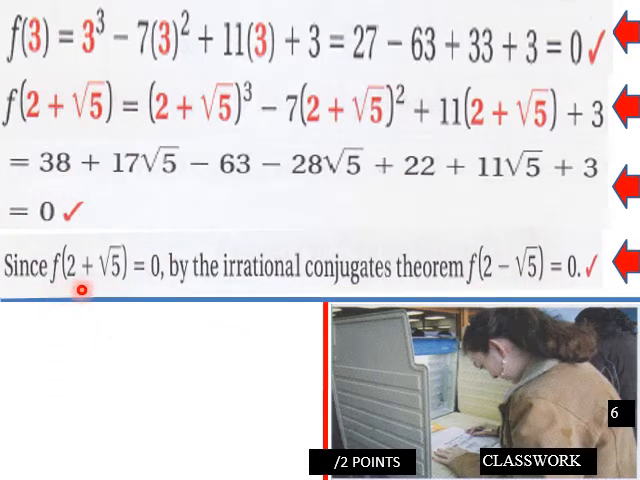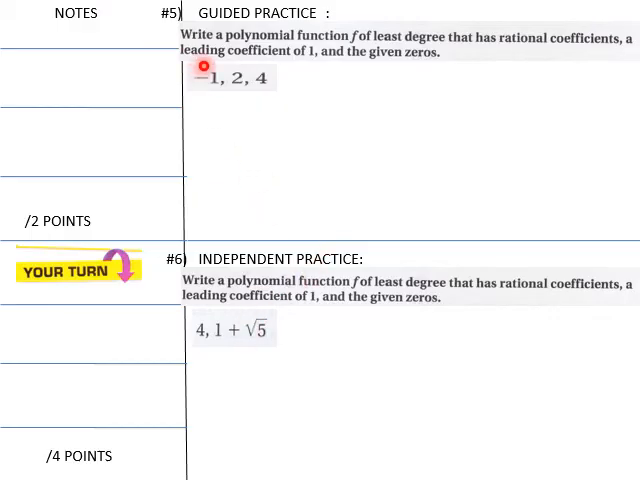And then since f of 2 plus radical 5 equals 0 by the irrational conjugates theorem, f of 2 minus radical 5 would also equal 0 by that theorem. Okay, let's do this. I've got to practice here.